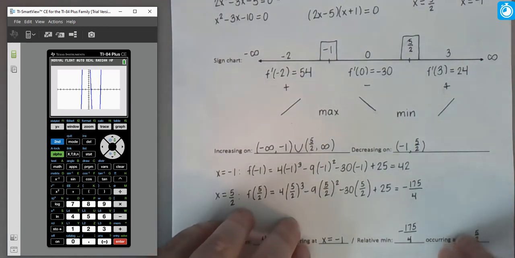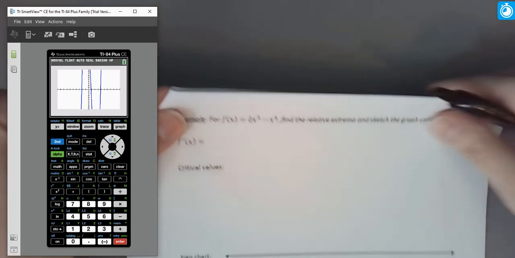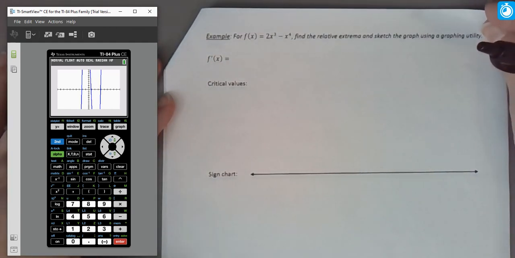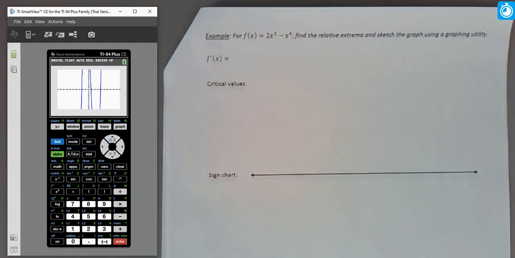Okay, so let's try another example. Again, same kind of layers, same kind of structure. What changes is the function we're looking at. Okay, so for f of x is equal to 2x cubed minus x to the 4th power. Again, we want to find the relative extrema. Okay, so it's phrased a little differently.